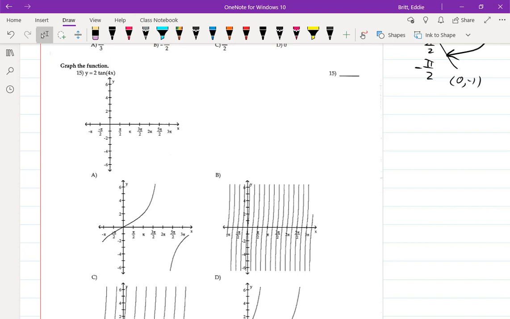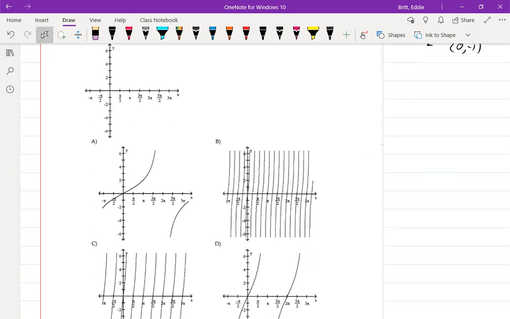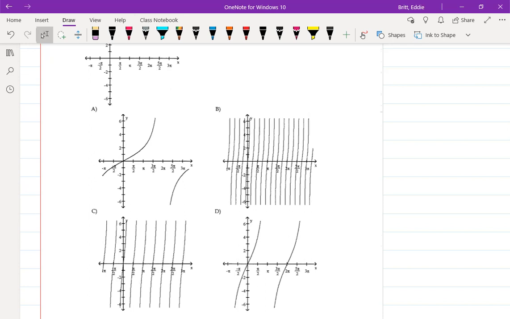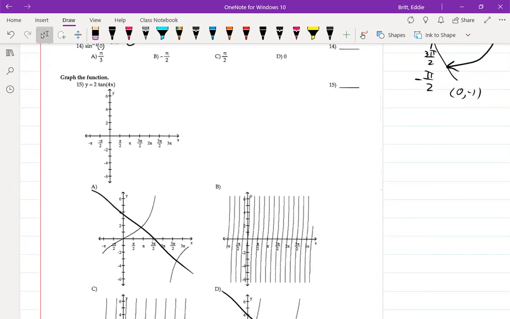All right. So now this says graph the function y equals 2 sine of 4x. Now, the bigger the number in front of the x, the more periods you're going to have, the more times you're going to be crossing the x-axis. So I can go ahead and tell you it's not going to be A or D. It's going to be one of these two. All right, and I know that because the bigger the number in front of the x, the smaller the period, so the more graphs you're going to have. We just have to figure out which one it is.